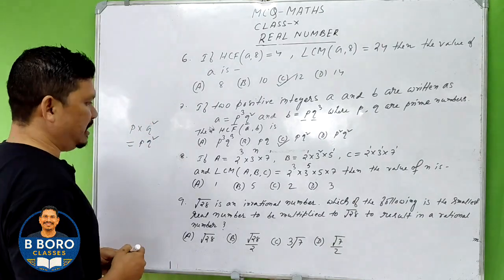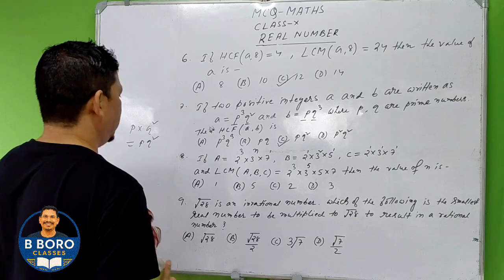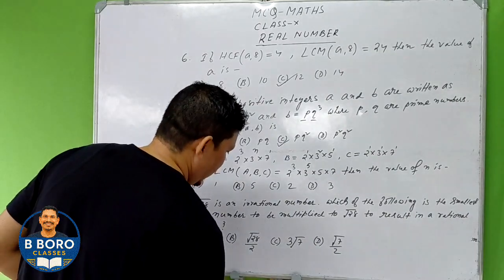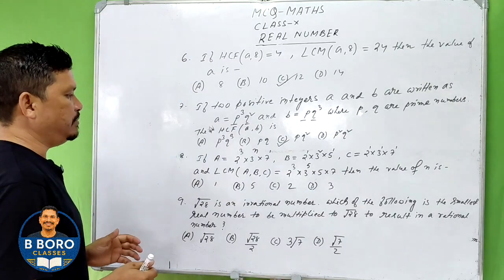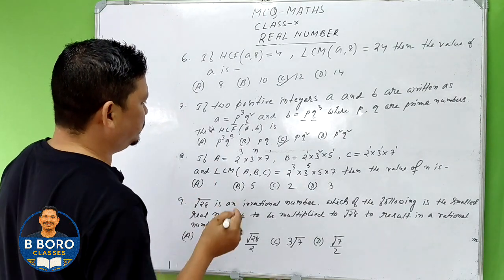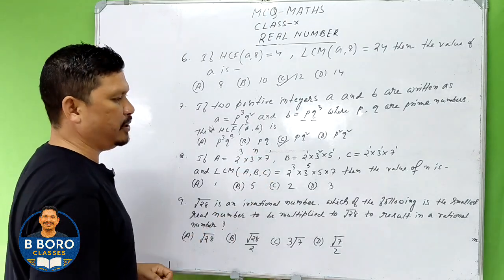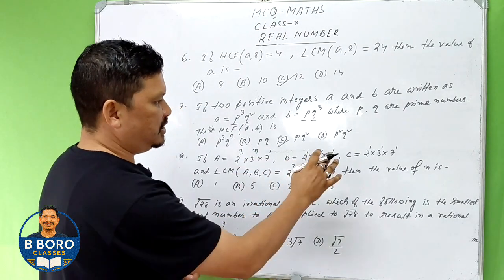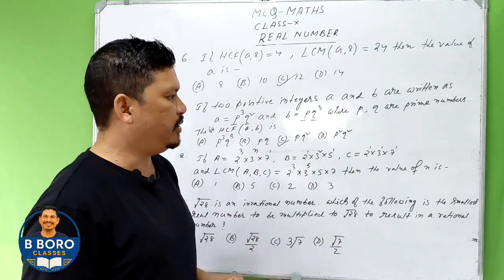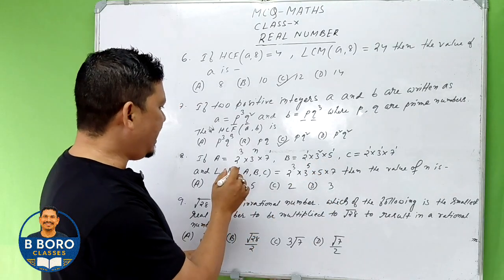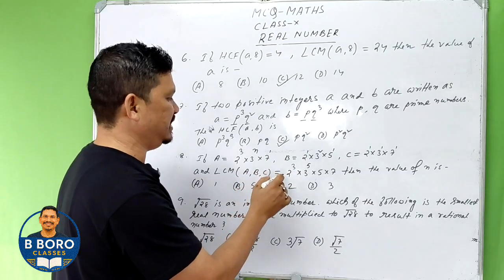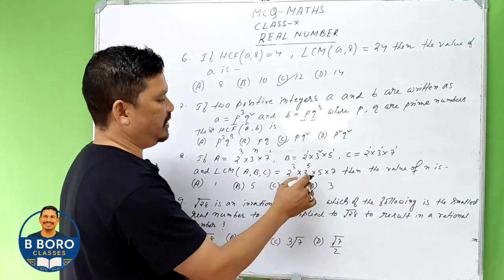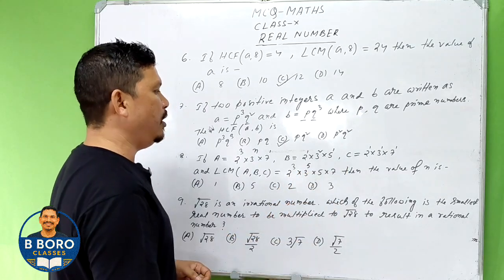Next, proceed to question number 8. It is one of the important questions. This type of question has come many times in the SSLC examination. If a equals 2 cube into 3 to the power n into 7 to the power 1, b equals 2 to the power 1 into 3 square into 5 to the power 1, c equals 2 to the power 1 into 3 to the power 4 into 7 to the power 1, and the LCM of these three numbers a, b, c is given as 2 to the power 3 into 3 to the power 5 into 5 into 7, then the value of n.